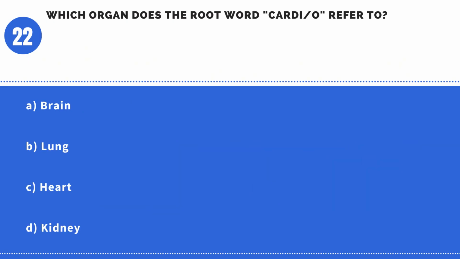Question 22. Which organ does the root word cardi/o refer to? A. Brain. B. Lung. C. Heart. D. Kidney.